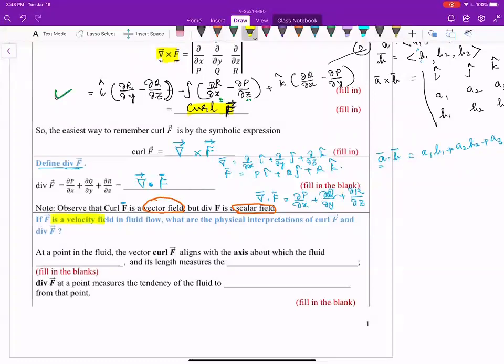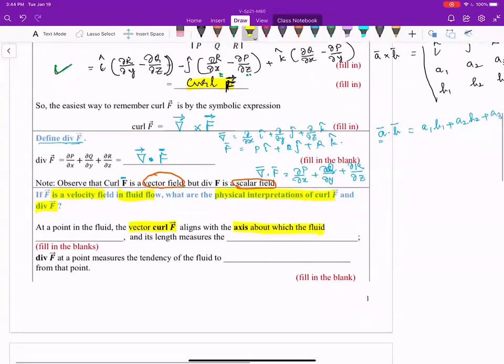If F is the velocity field in a fluid flow, what are the physical interpretations of curl F and div F? At a point in the fluid, the vector curl F aligns with the axis about which the fluid tends to rotate.